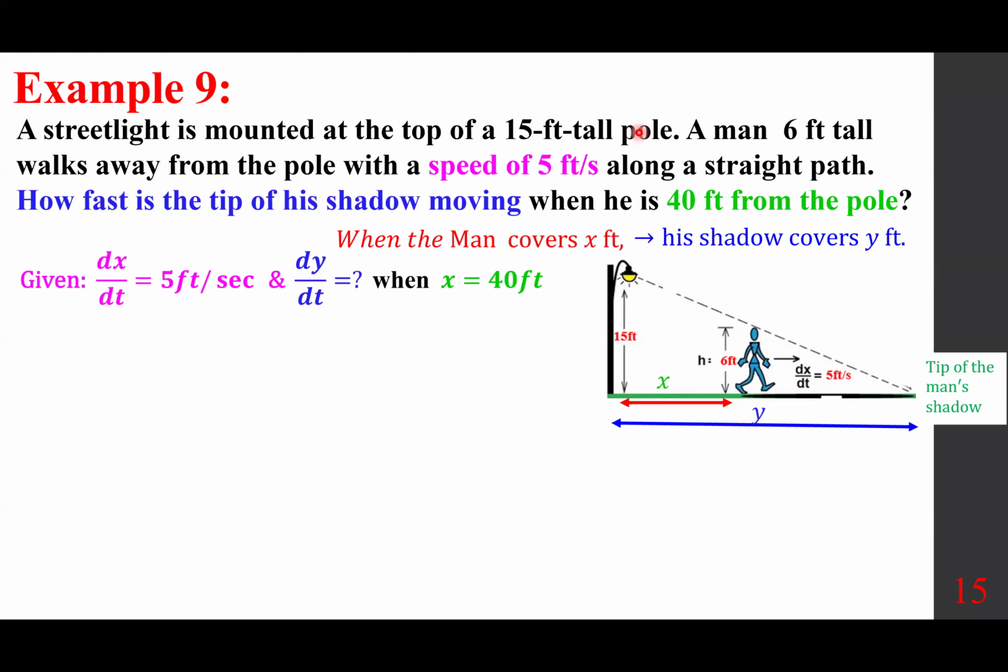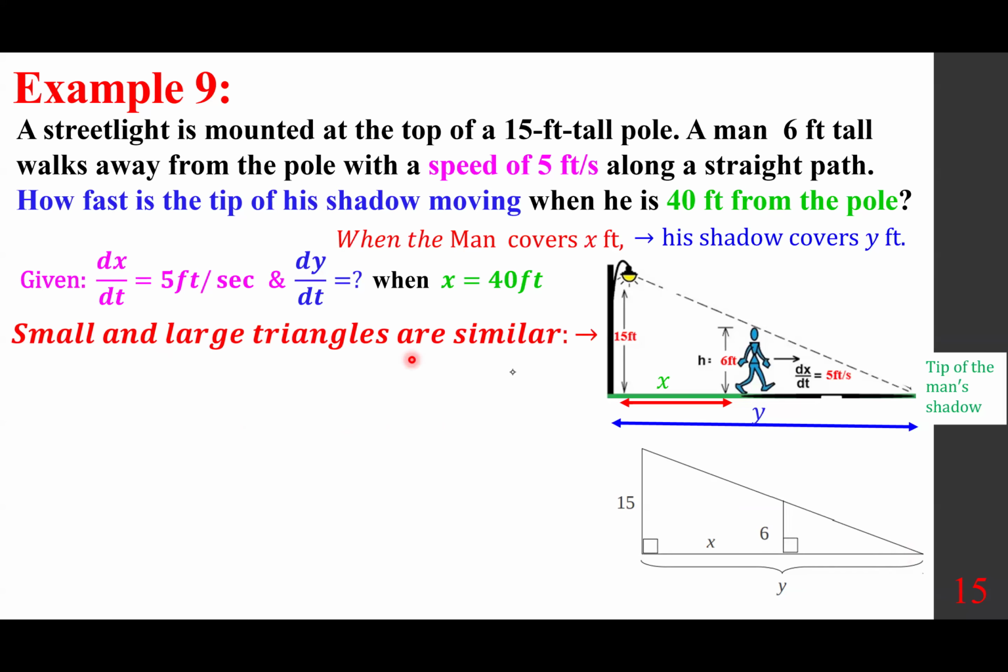A 15-foot tall pole. So this distance is 15, this distance is 6, this is x, this is y. And if this is x, this is y, what is this one? y minus x. Small and large triangles are similar. This little one and the big one, they are similar. And as I mentioned, if this is x, this must be y minus x.